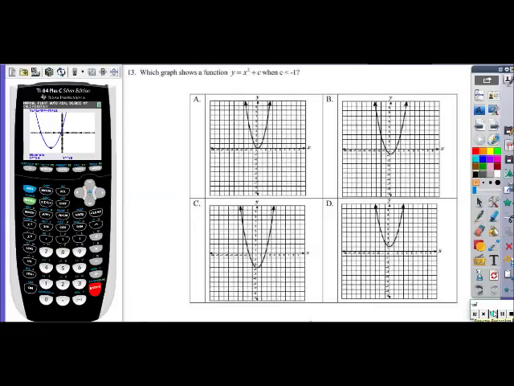For number 13, you really don't need the calculator. It says which graph shows a function of y equals x squared plus c when c is less than negative 1. And remember, this c out here on the end is the part that makes the graph go up or down. So I'm going to go and put a dot at negative 1 on all of these. And then all we're doing is looking for the one that is less than negative 1. And the only one that is the case is c.